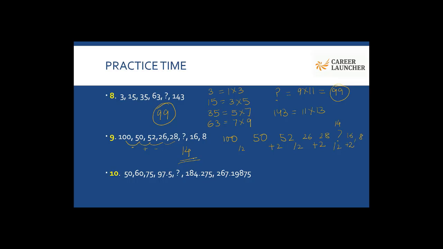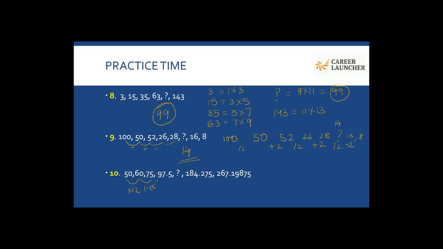Question number 10. 50, 60, 75, 97.5. Then we have to identify the number at the place of question mark, and then 184.275, 267.19875. Now 50 and 60. 50 into 1.2 is 60. 60 into 1.25 is 75. Since we can see after a certain period of time we are getting decimals, that means we are not multiplying the natural number. In fact, we are multiplying the decimals here.